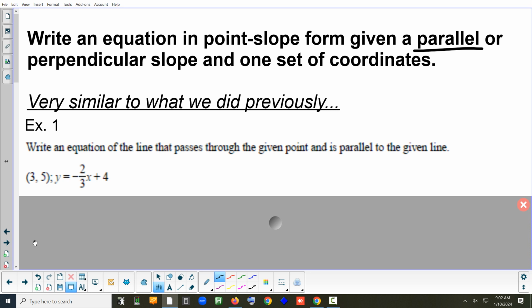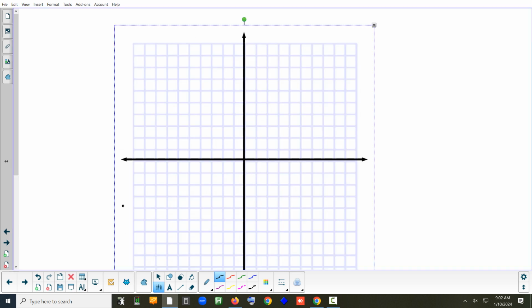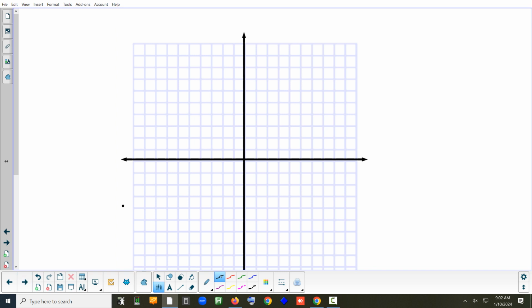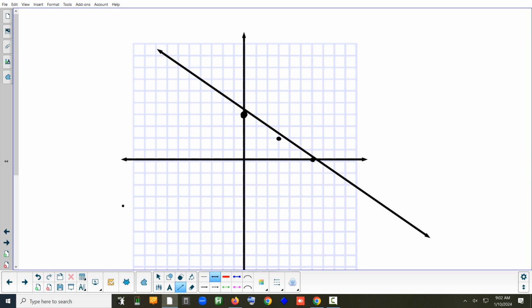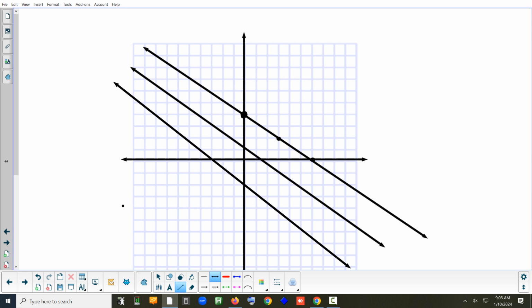All right, so let me show you what we're doing visually here. We want to be parallel to the line y equals negative 2 thirds x plus 4. That means that line is going to cross the y-axis at 4, with a slope of negative 2 thirds. Down 2, right 3. So this is the line that they're giving us. It's not the one we have to find, but it's the one they gave us. So I want to draw a line that's parallel to that one. Now, how many lines could I draw that are parallel to that one? Multiple. Yeah, multiple. I could draw one like this, that's parallel. I could do one like this, I could do one like this.